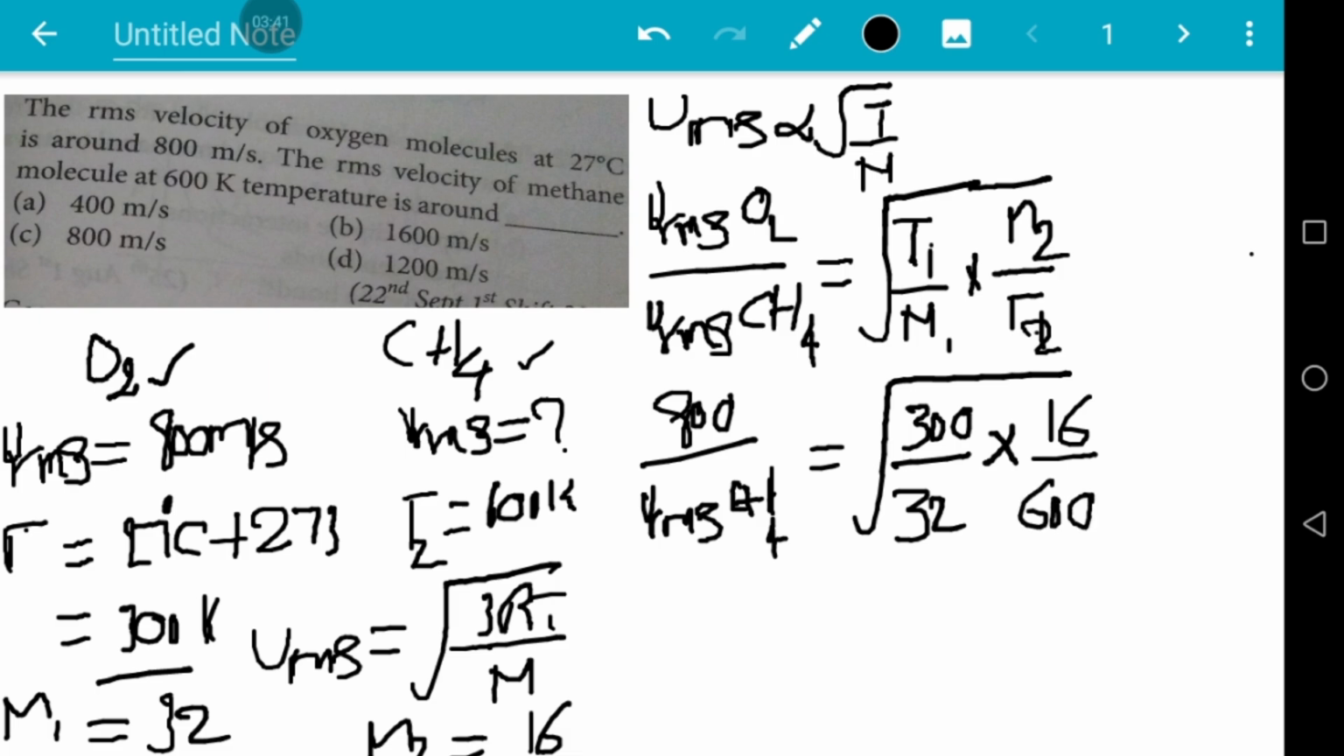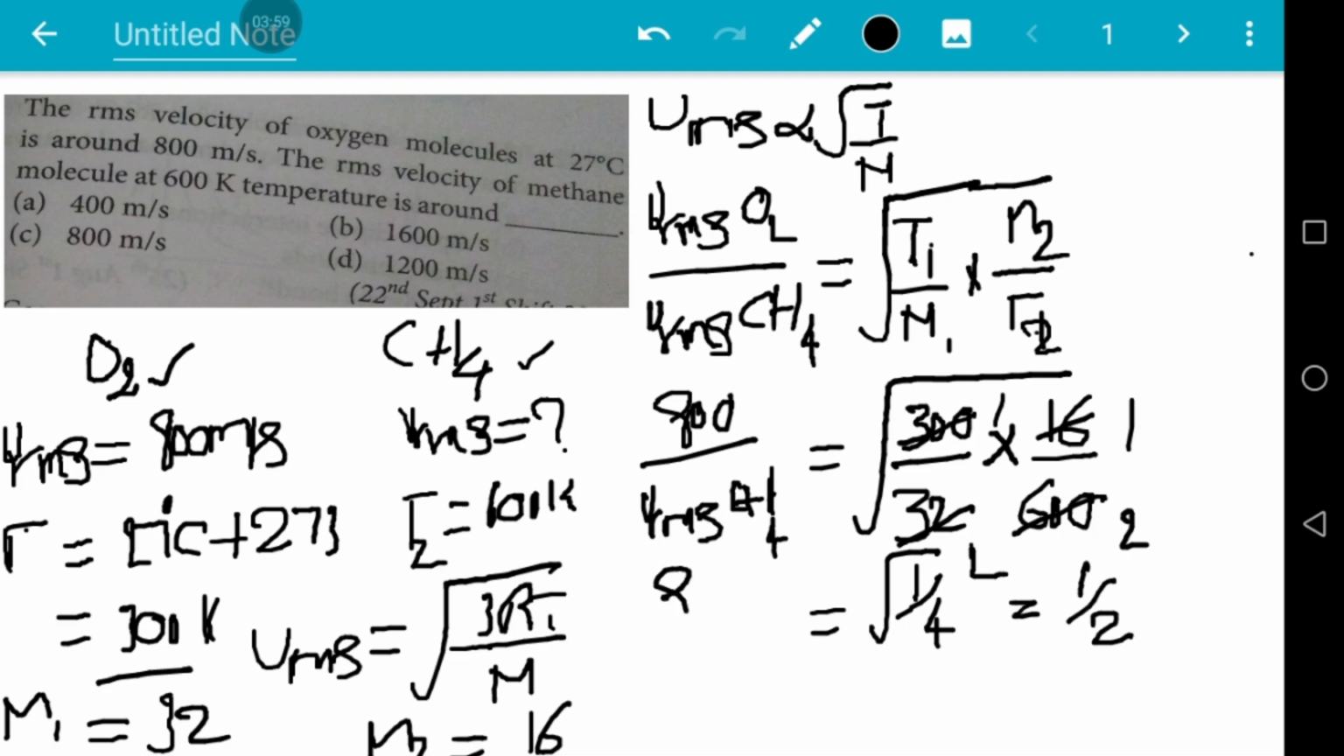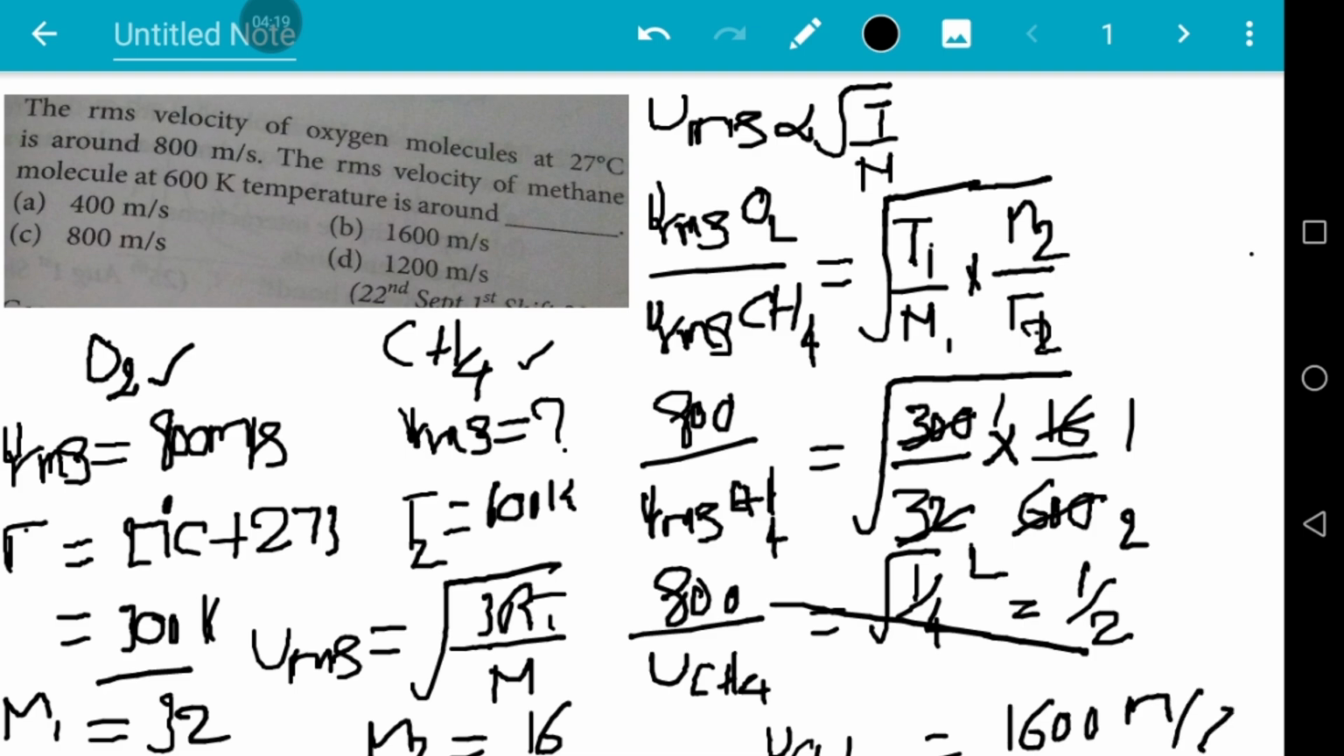So the values are totally substituted, then cancel: 300 with 300, and 16 with 16. So 1 by, this is root over 1 by 4. Root over 1 by 4 is 1 by 2. So 800 by URMS of CH4 equals 1 by 2. Now do the crisscross: 800 into 2, so URMS of CH4 equals 800 into 2, that is 1600 meters per second. So this is the answer for this question.